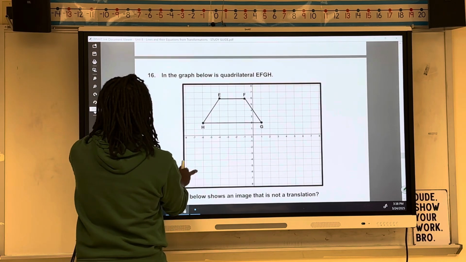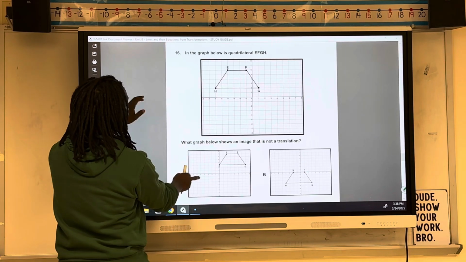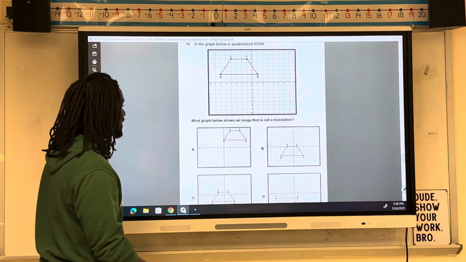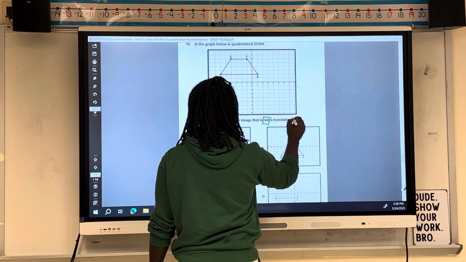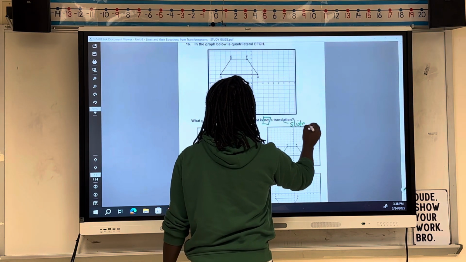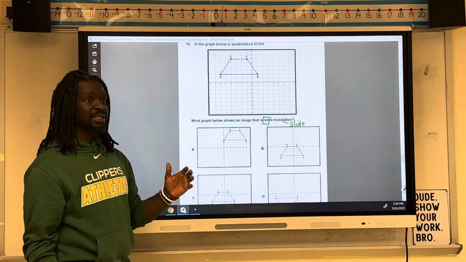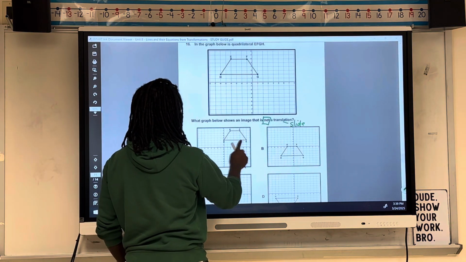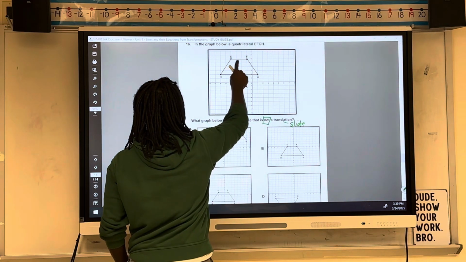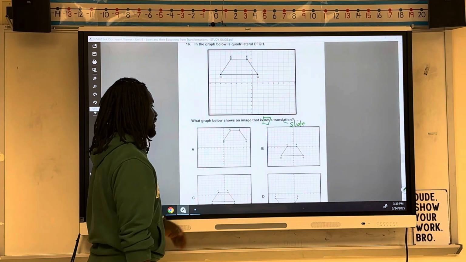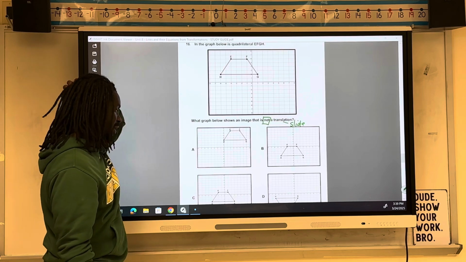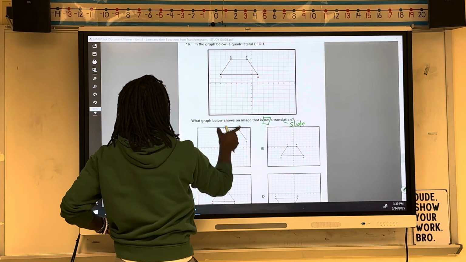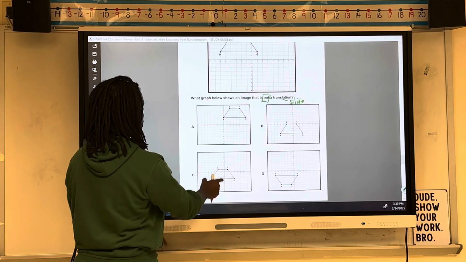Number 16 says, in the graph below, we are looking for which one is not a translation. A translation is a slide. Remember, in a slide everything stays the same: E and F are at the top, and H and G are at the bottom. The smaller side needs to be at the top and the longer side at the bottom. That's true for this one, that one, and for C.